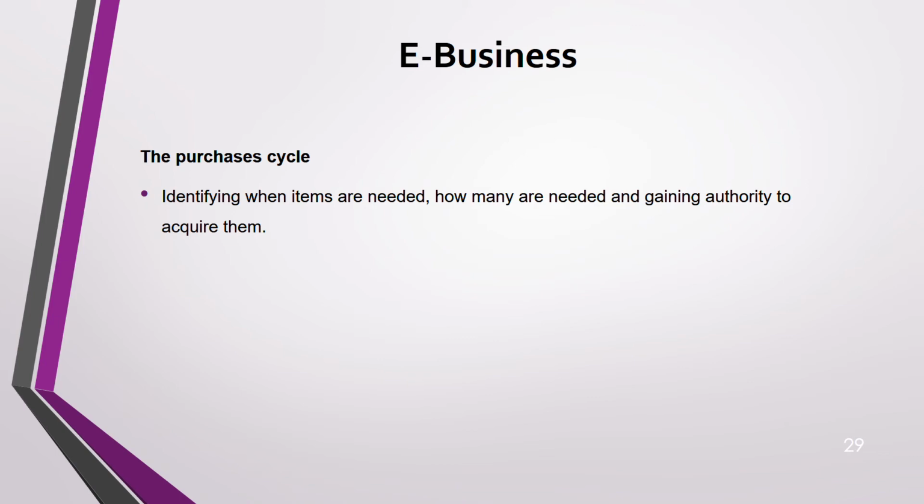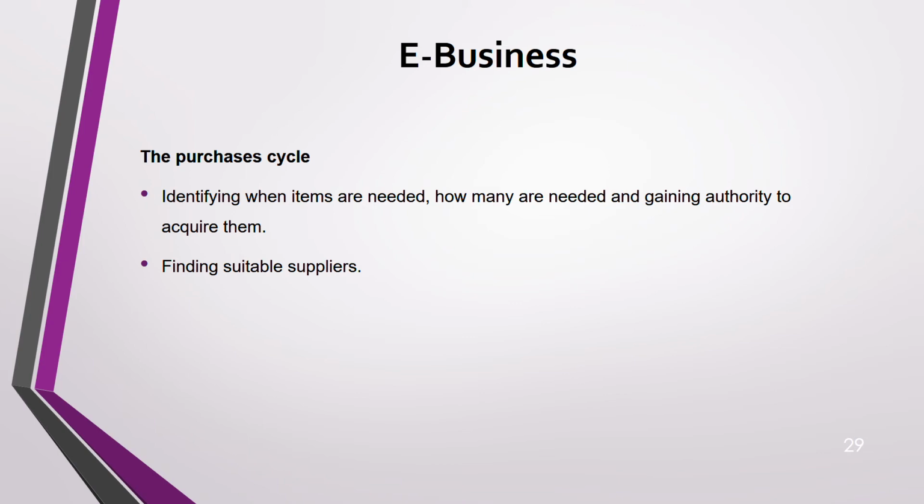Identifying when items are needed, how many are needed, and gaining authority to acquire them. When you have to purchase, how do you purchase anything? You first identify what items you need, how many you need, and you have to gain authority also to acquire them. You just cannot purchase whatever you want for the organization. A person who is responsible for it needs to give you that authority.